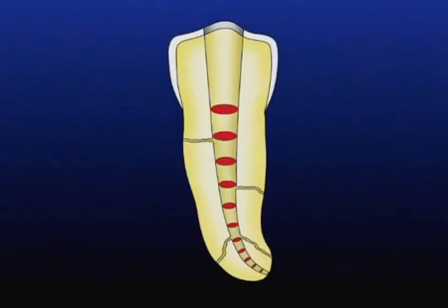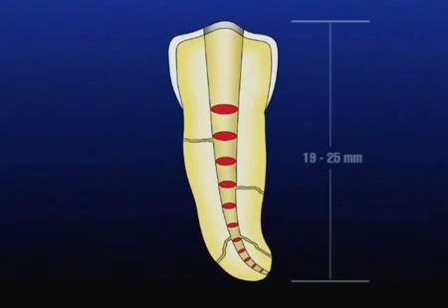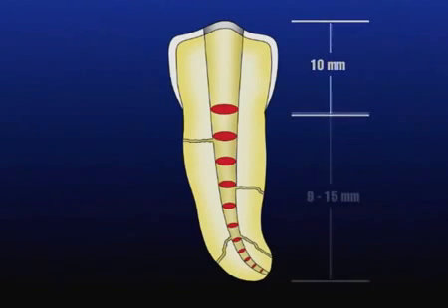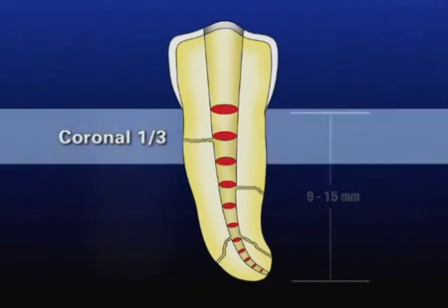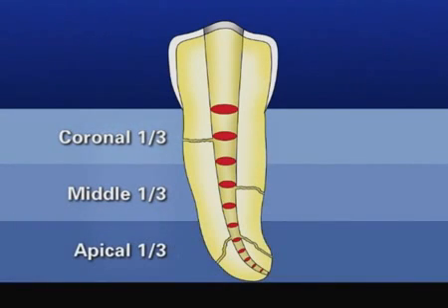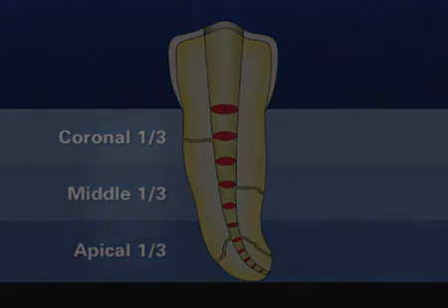Endodontic treatment can be simplified by dividing the entire procedure into a series of smaller steps. With exceptions, the vast majority of teeth range from 19 to 25 millimeters in length. Most clinical crowns are about 10 millimeters, and most roots range from 9 to 15 millimeters in length. If we divide the roots into coronal, middle, and apical third, then each third is between 3 and 5 millimeters in length.